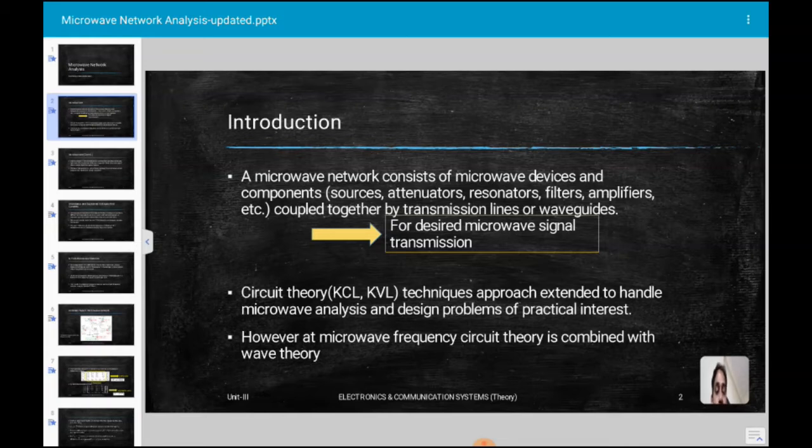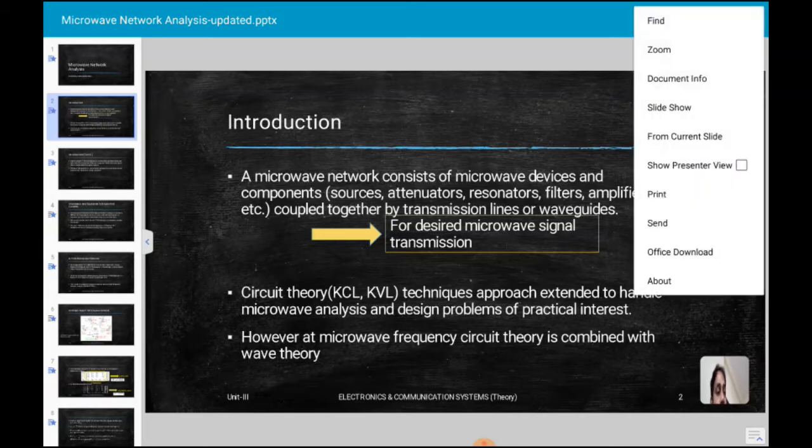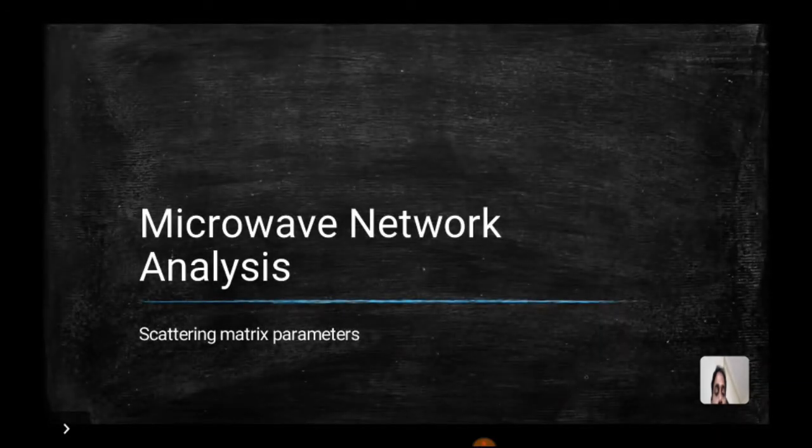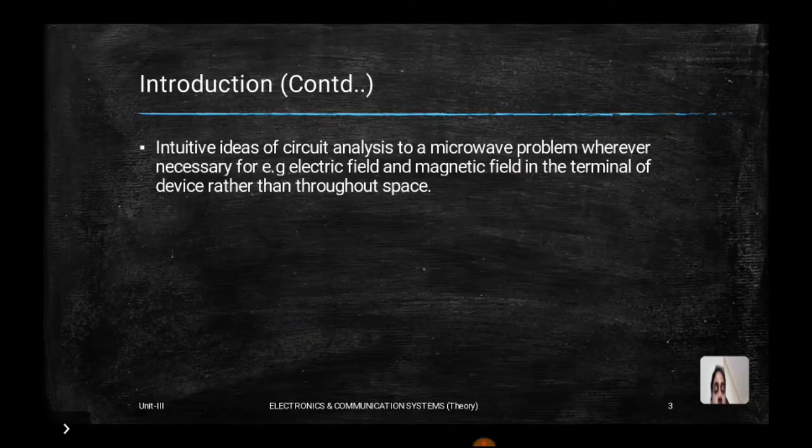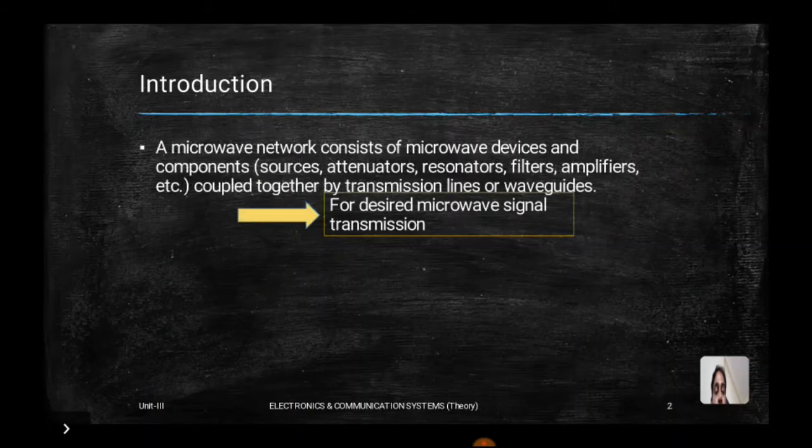In the low frequency, we have circuit theory techniques, for example KCL and KVL. With a microwave network, we effectively want to transfer the desired signal. It can be a filtered signal, an amplified signal, or just transmission of a signal. So the network plays an important role.